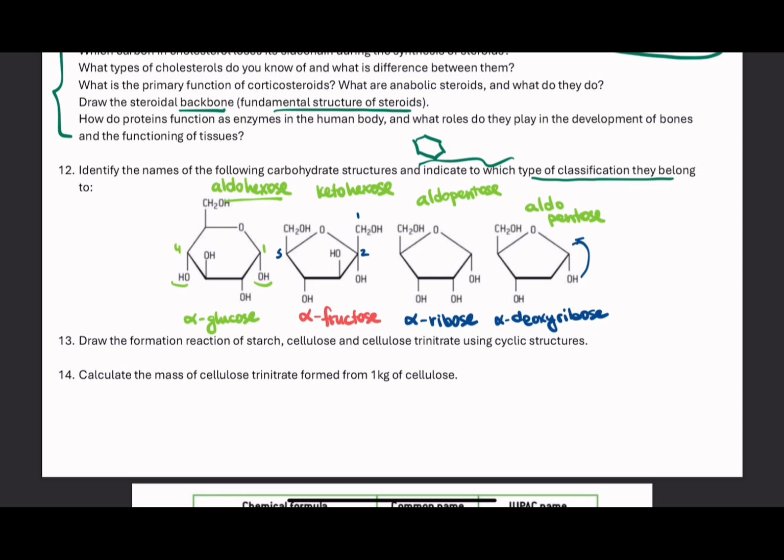Okay, and then about galactose, the structure of galactose, we need to also draw that one. Now galactose looks like this.